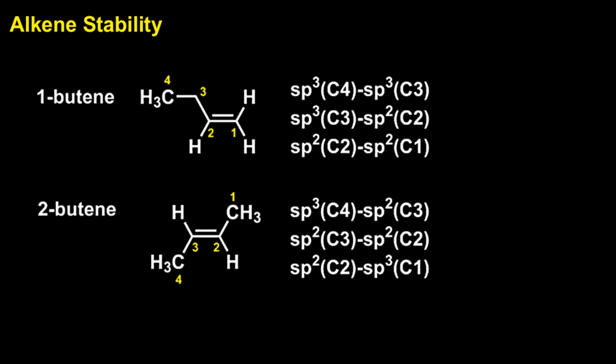Here we've got 1-butene and 2-butene, and next to each one you can see the types of orbital overlaps in their carbon chains. In 1-butene, we've got a mix of carbon-carbon bonds: 1 sp3-sp3, 1 sp3-sp2, and 1 sp2-sp2 overlap. In 2-butene, it's a little different. You'll find 2 sp3-sp2 overlaps, and 1 sp2-sp2.